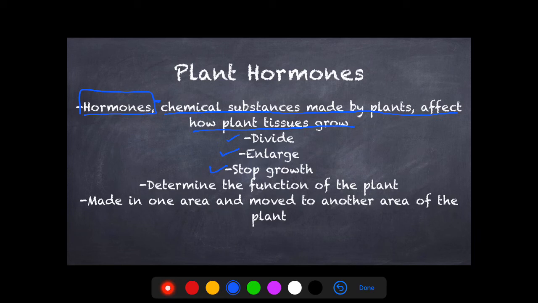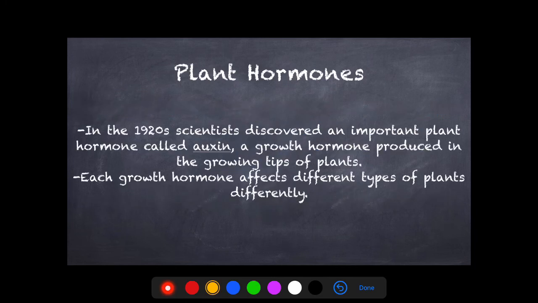It can also help the plant to stop growing. And plant hormones can also determine what the function of the plant is going to be. So what is it producing, like fruits or vegetables, flowers, so on and so forth. And what usually happens is a plant hormone has a specific area where it gets made in the plant, and then it will be transferred to other areas of the plant that may need to grow or may need to be repaired or may need to stop growing.